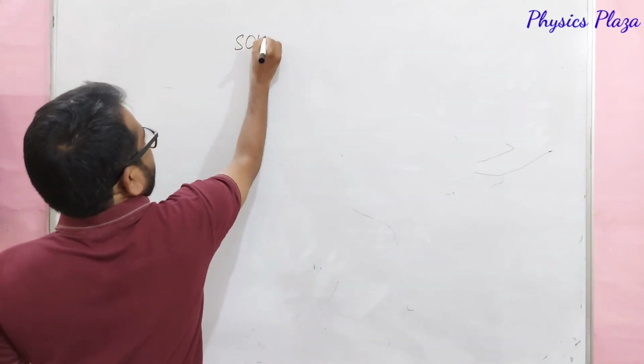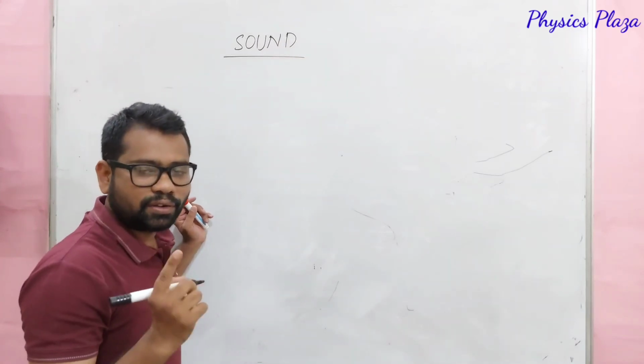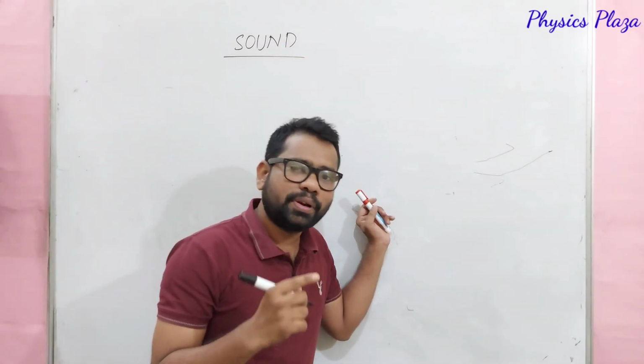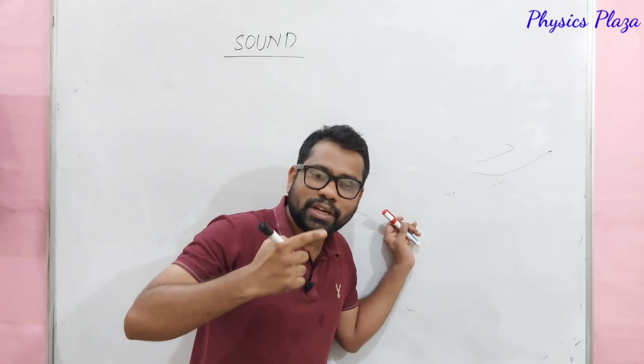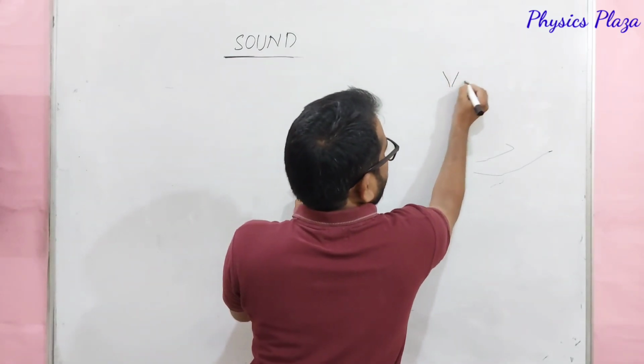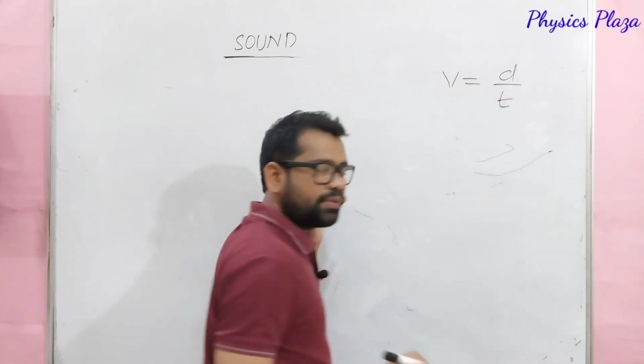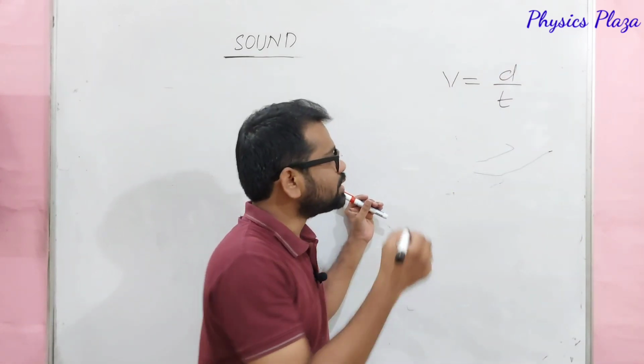Now we will see from the sound chapter. Only two formulas we have, very important. In this sound chapter, children, we will almost be talking about echo only. So the general relation which we have is velocity is equal to d by t. It is a general relation between speed, distance and time.